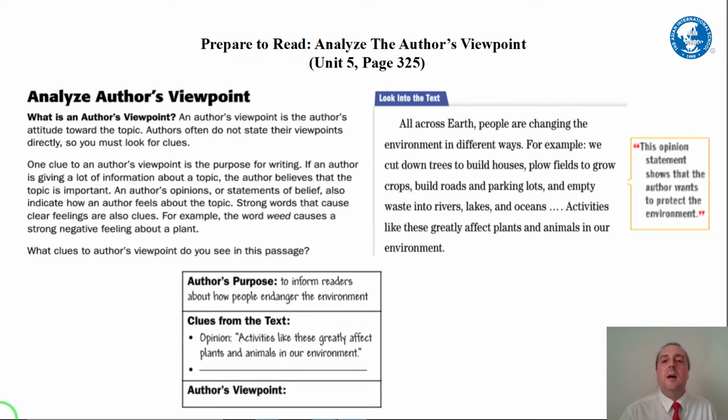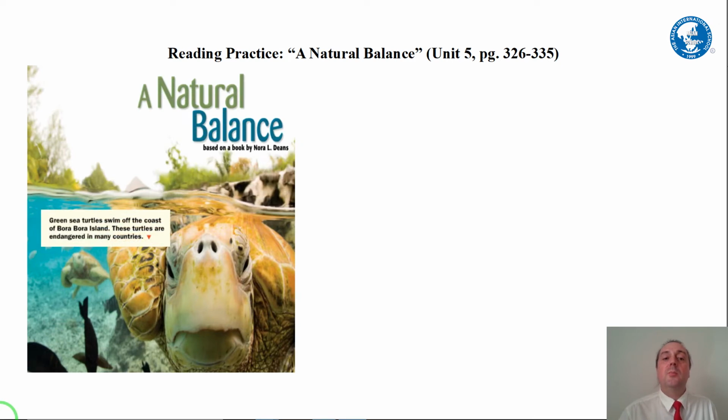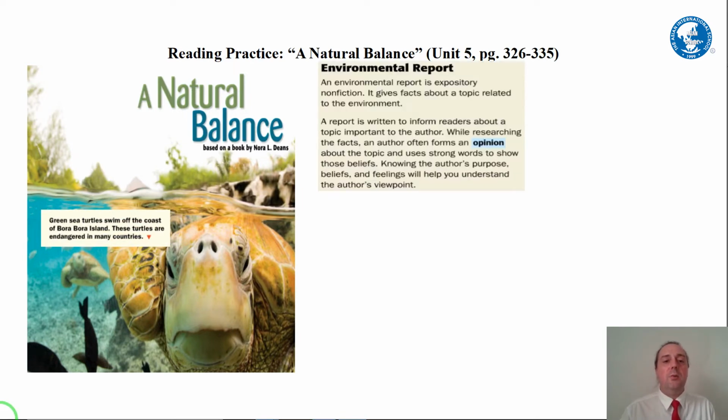So we use this to understand more about reading. So now we will practice. In Unit 5, page 326 to 335, is an article called A Natural Balance. This is what we call an environmental report. Okay, here we go. An environmental report is expository nonfiction, meaning it's true. It gives facts about a topic related to the environment.